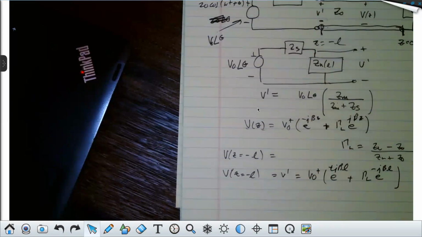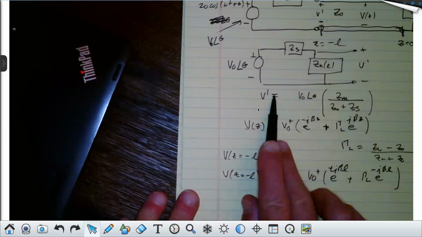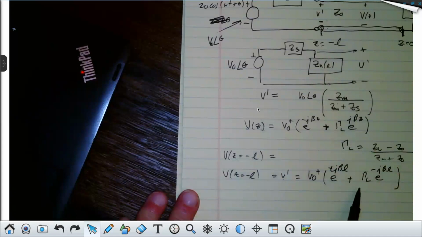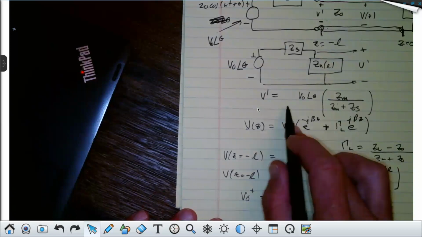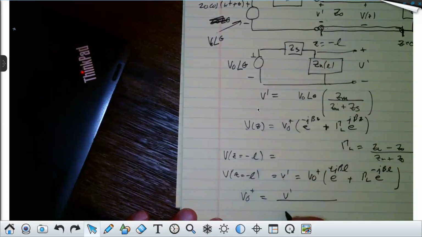Everybody understand what I've done here? The V prime was what we calculated through voltage division right here, and it is equal to this. Y'all see it? Okay. Now I'm after V0 prime. So I can say that V0 plus is equal to my V prime over e to the j beta L plus gamma L e to the minus j beta L. Does everybody agree with that?